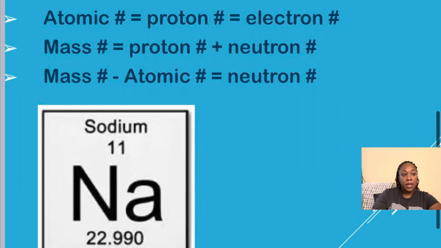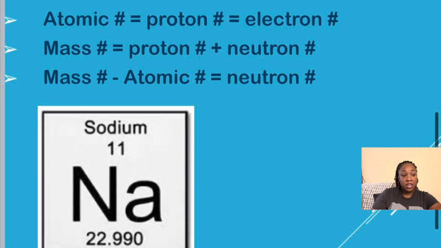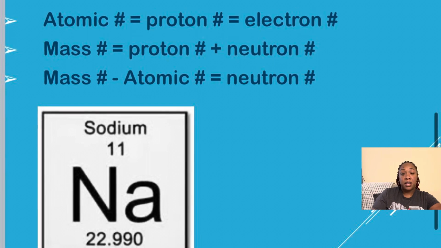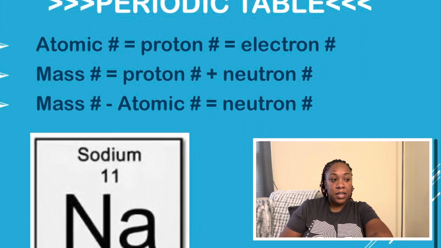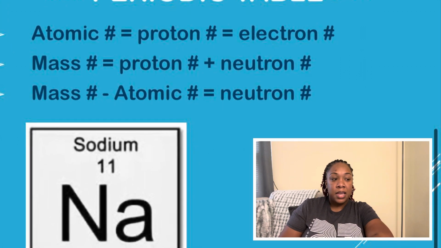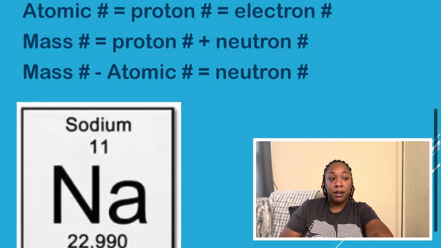Now, the mass number is going to be the proton plus the neutron. So if we're looking at sodium on the screen, we have the mass number, which is 23, and we have the atomic number, which is 11. So 23 minus 11 is going to give us 12, which is the neutron number for sodium.